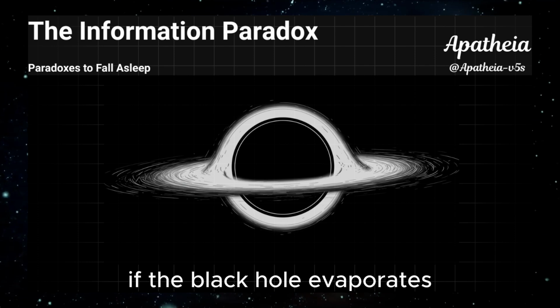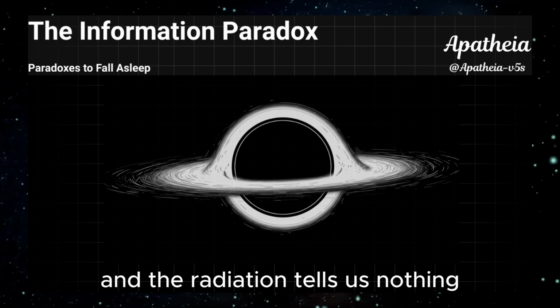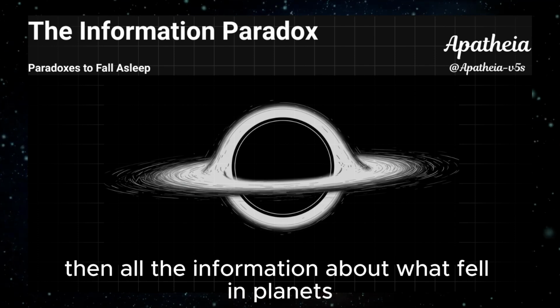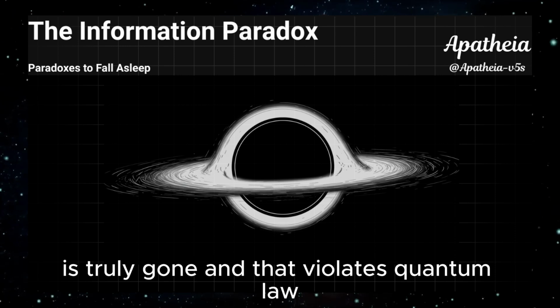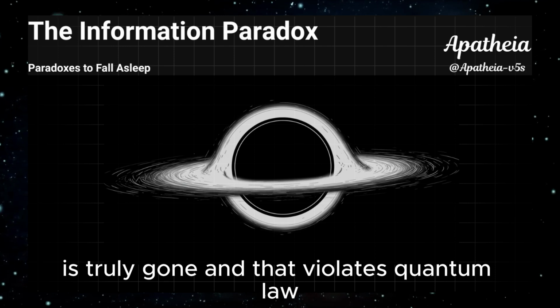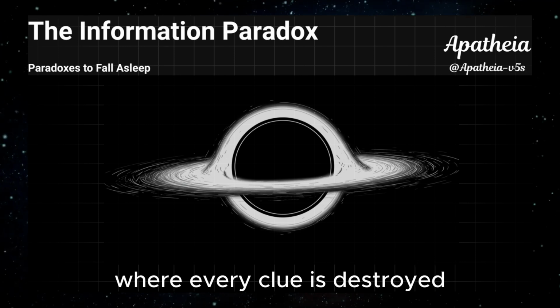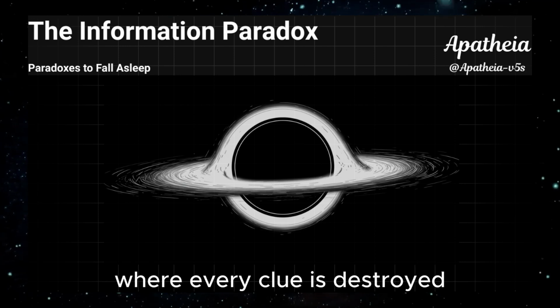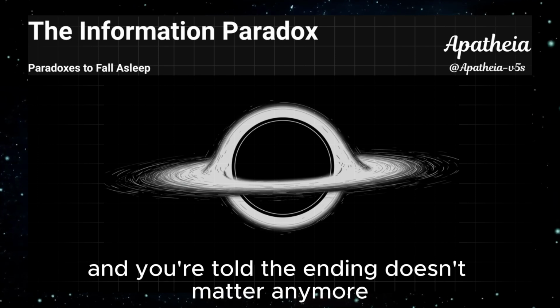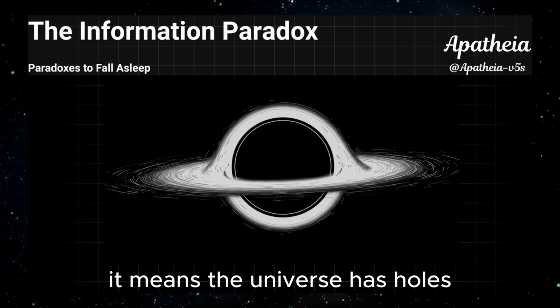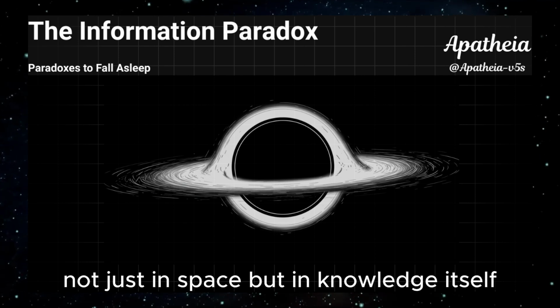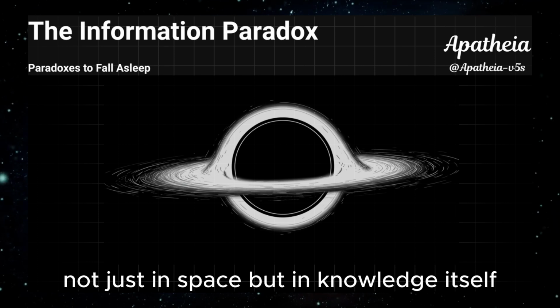If the black hole evaporates and the radiation tells us nothing, then all the information about what fell in, planets, particles, people, is truly gone. And that violates quantum law. It's like reading a mystery novel where every clue is destroyed, and you're told the ending doesn't matter anymore. It breaks the rules. It doesn't sit right. It means the universe has holes not just in space, but in knowledge itself.